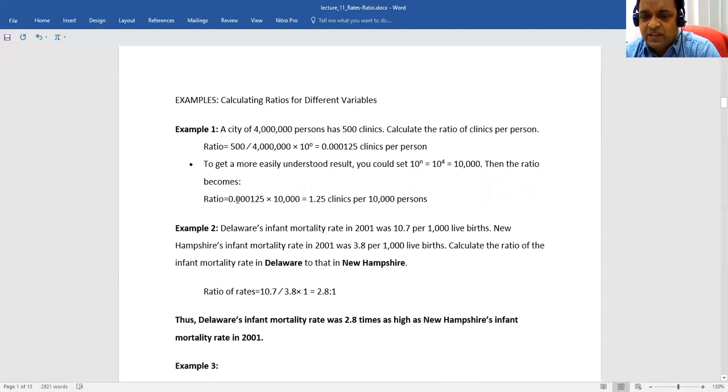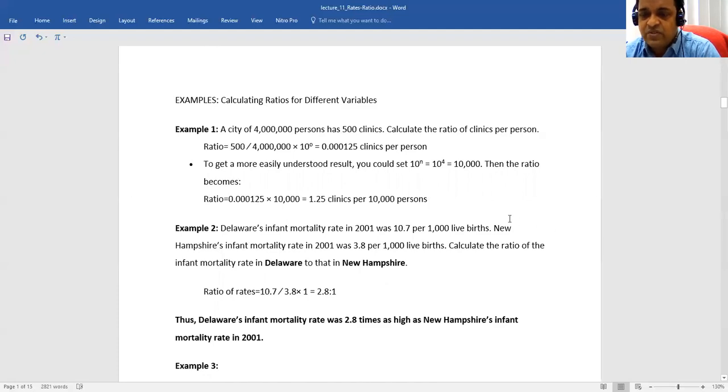So if we multiply by 10,000, we'll get 1.25 clinics per 10,000 persons. So here the ratio of the clinics is 1.25 clinics per 10,000 persons. Both are different variables, but we can find the ratio. Similarly, we can find the ratio of doctors over the population.